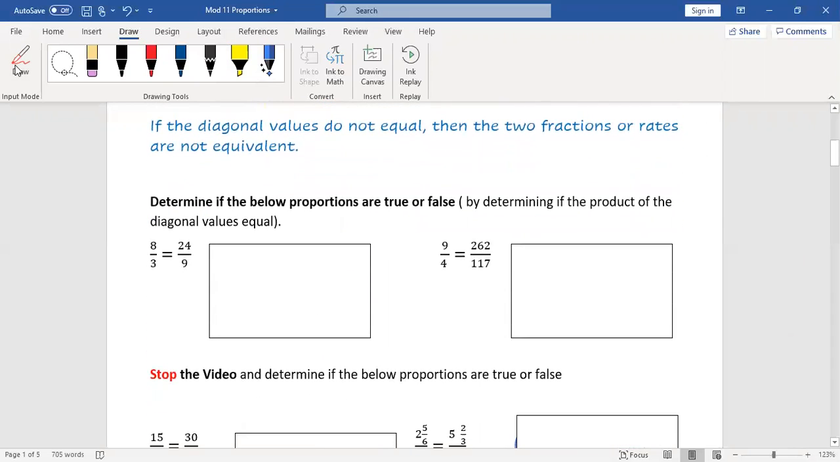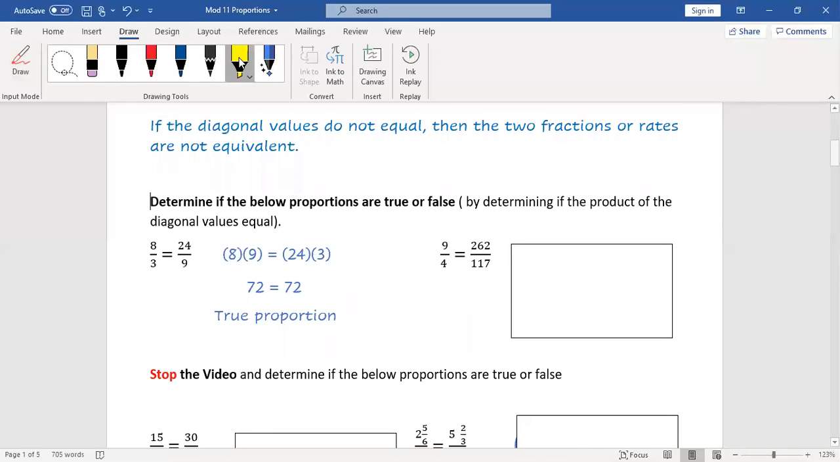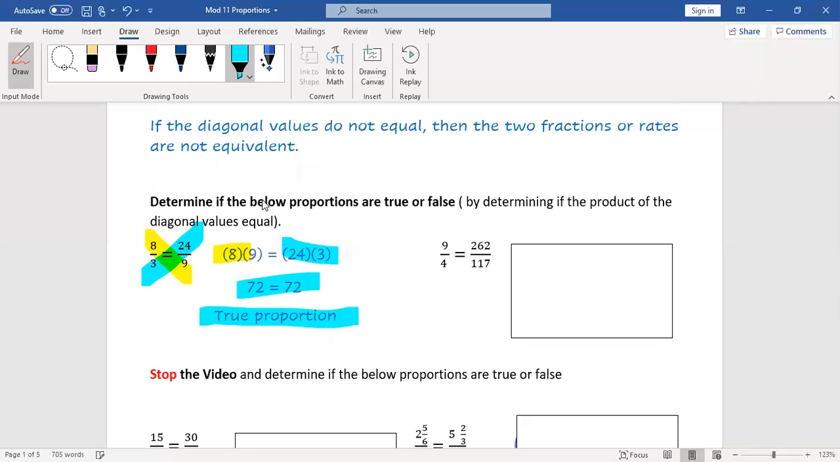So if I'm given two fractions and I'm asked to determine if the below proportions are true or false, I would simply multiply their diagonals to see if they really do equal each other. So in this first one, I'm going to take the 8 times 9, which is 72, and I'm going to take the 24 times 3, which is also 72. Therefore, I can conclude that this is a true proportion.